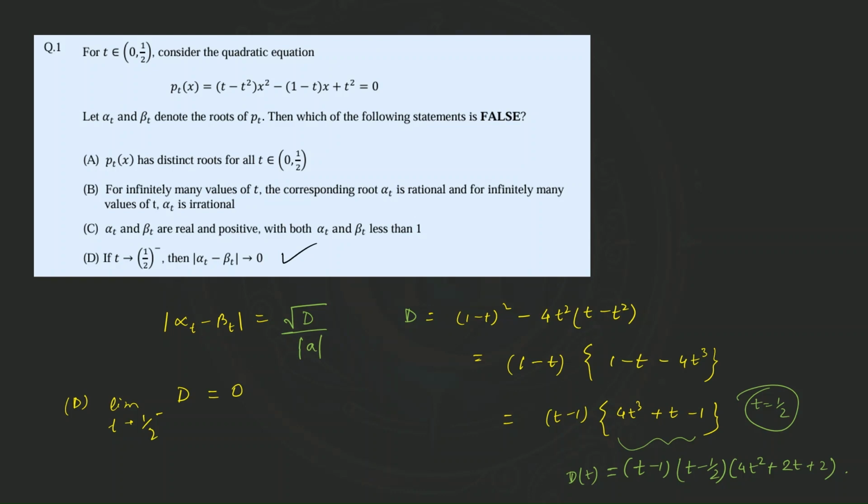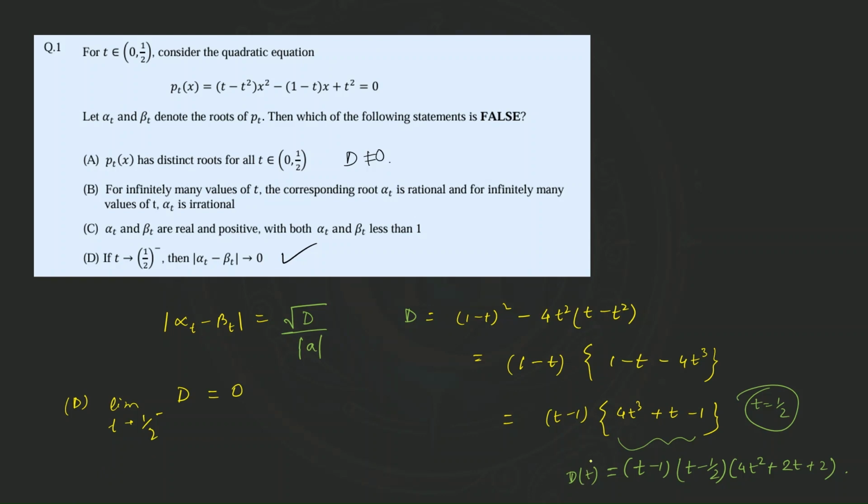Now check the other options. P_t(x), let's check this one because it seems easier. We already know the condition for distinct roots. For distinct roots of a quadratic equation, we have to have the discriminant not equal to 0. So D not equal to 0. So P_t(x) has distinct roots for all t belonging to (0, 1/2) open. Okay. So let us check this.